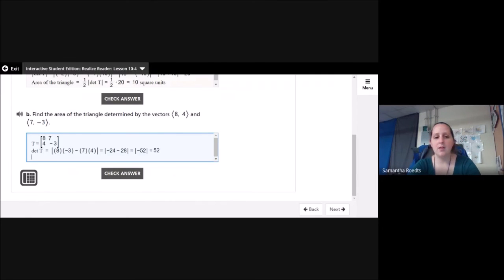So the area of the triangle is 1/2 the absolute value of the determinant of T. So 1/2 times 52 equals 26 square units.